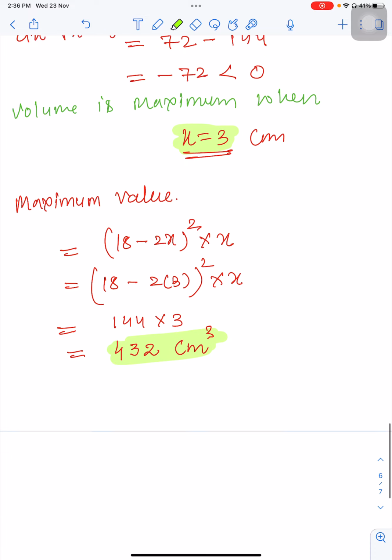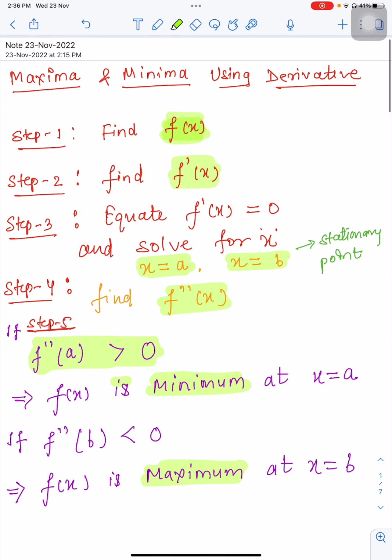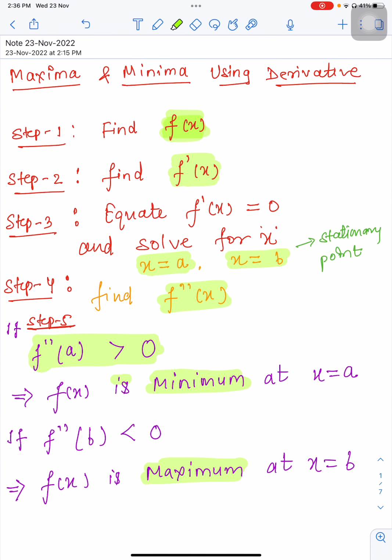So in the exam, such types of problems can be asked. For this, what do you simply have to do? You have to remember these 5 steps. These 5 steps will help you determine maximum and minimum for any function. I hope it is clear. Thank you.